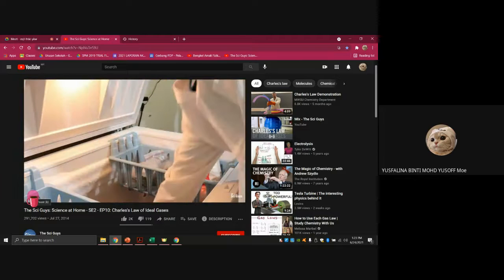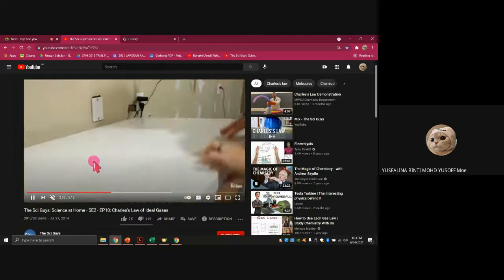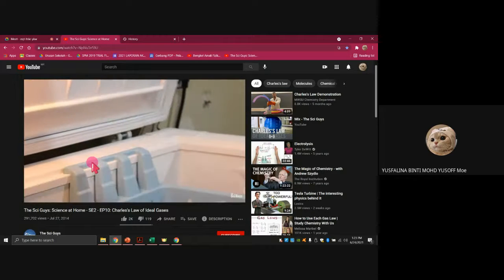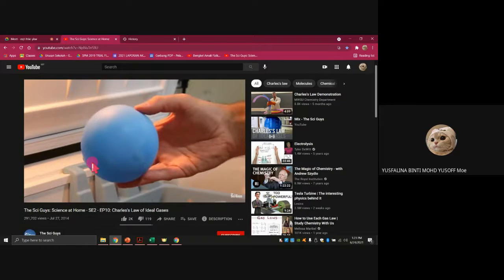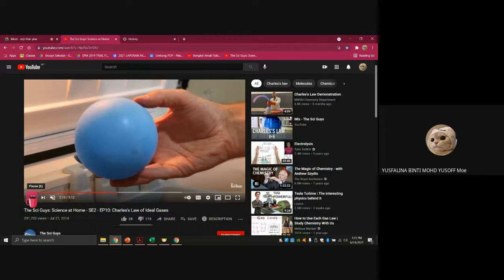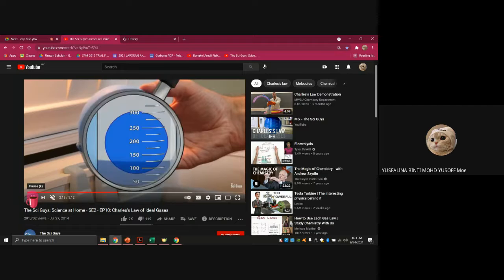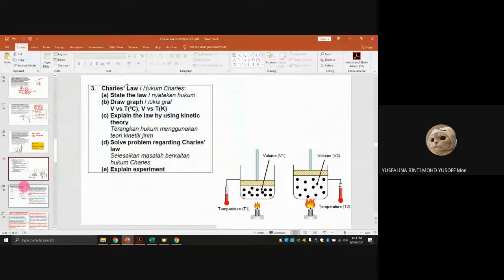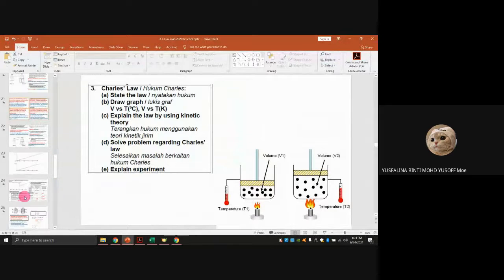Then after that we put it in the freezer. You can see the size of the balloon becomes smaller, right? So this is the activity that you can do to prove Charles law. Okay, so for this one I will continue in the next class.